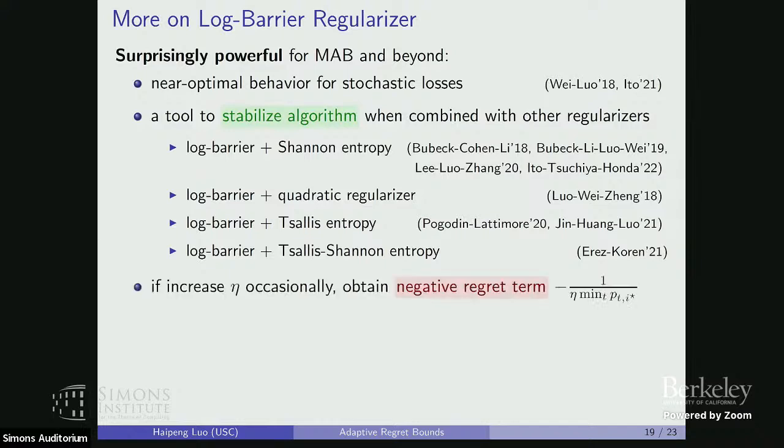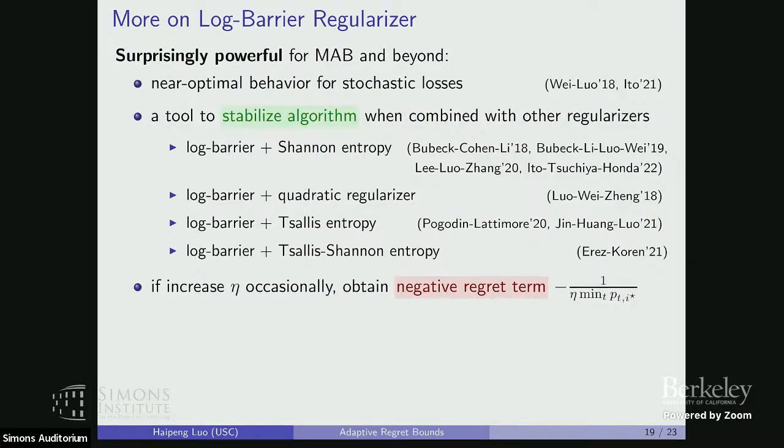And finally, there's also a trick that you can do for log barrier. If you increase eta occasionally in some specific way that I'm not going to talk about, then you will obtain a negative regret term in your regret for free. You will get everything you had before, and then a negative term. It looks like this.